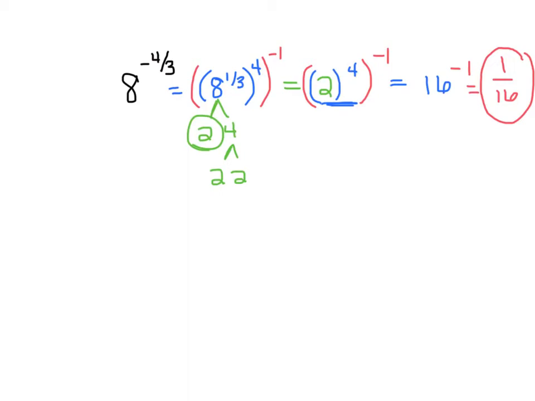So everything works the same all the way through here, and then when you get to this very last step, all you're doing is flipping your answer over and making it a fraction. Notice nothing in my answer is negative. No negative exponents, no negative numbers. So now let's go back to those other examples we just did.